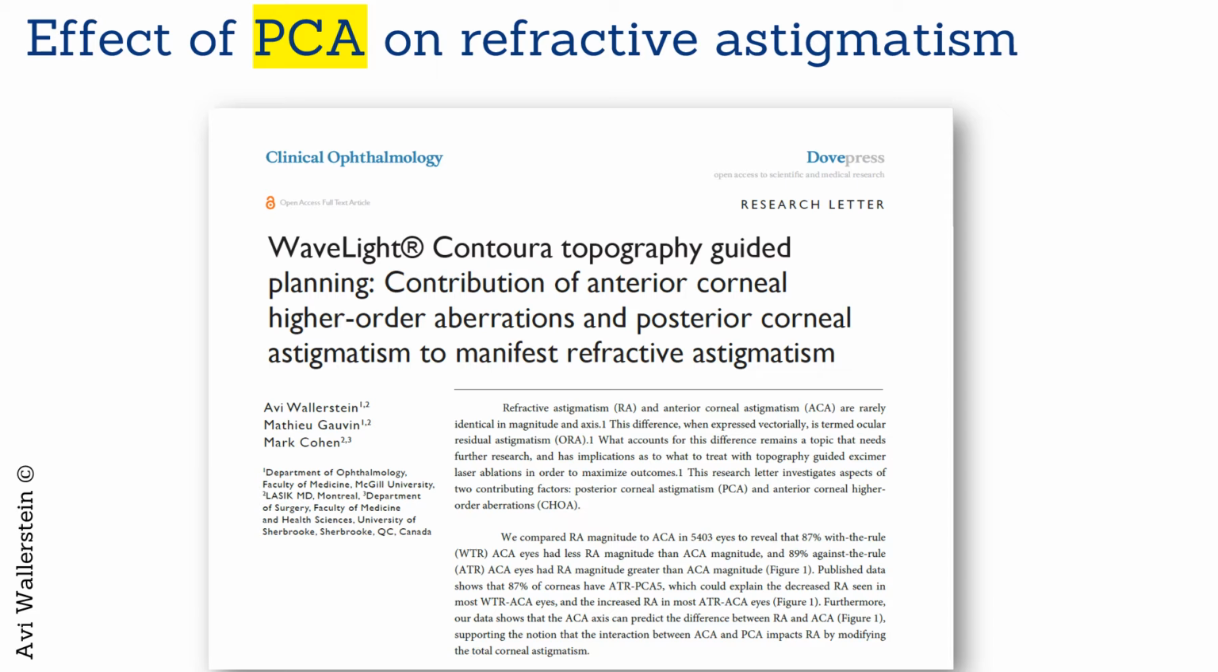Another explanation for the lesser outcomes using the measured topo anterior astigmatism is that this approach ignores posterior corneal astigmatism. If ORA is mostly due to PCA, treating on the ACA would neglect the PCA and lead to worse outcomes. This is exactly what we studied in this published study, showing that PCA cannot be ignored.